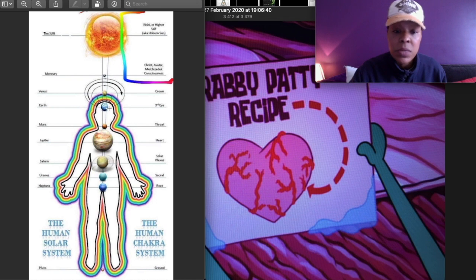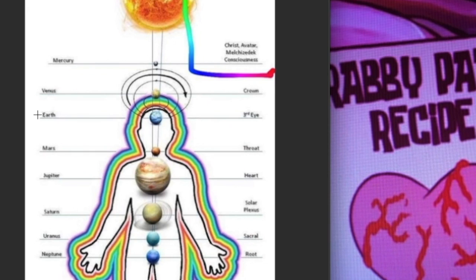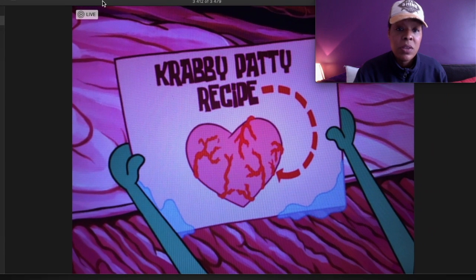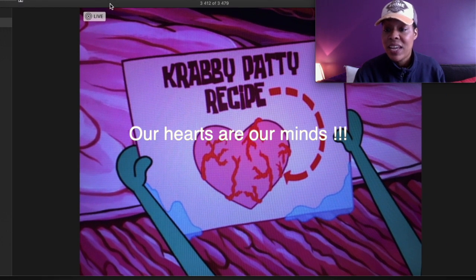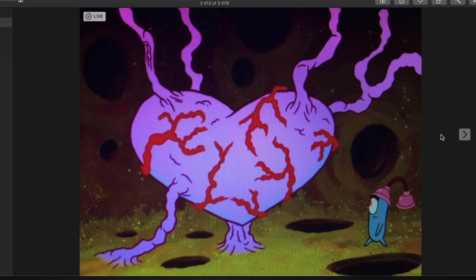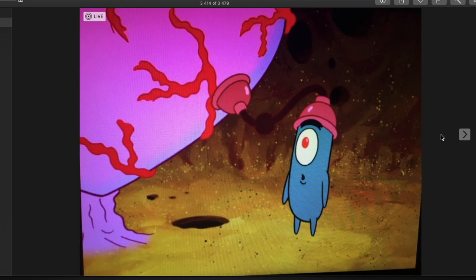New Jerusalem. So she's saying all you have to do is take the H from the end of earth and put it at the beginning, and you have heart. And that is the connection of our minds, our brains being our hearts, right? The Holy of Holies, the Kingdom, they're connected. So here you can see it right here. The Krabby Patty recipe is in the heart. So he goes to the heart and he connects.